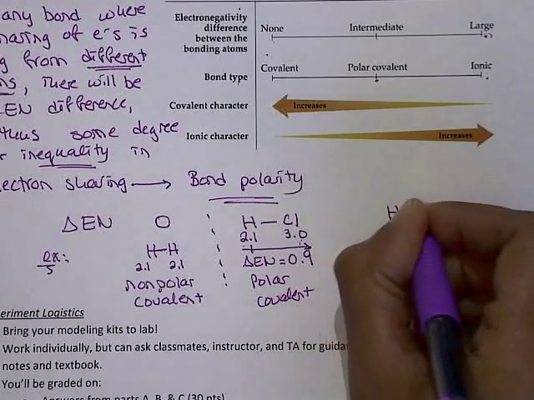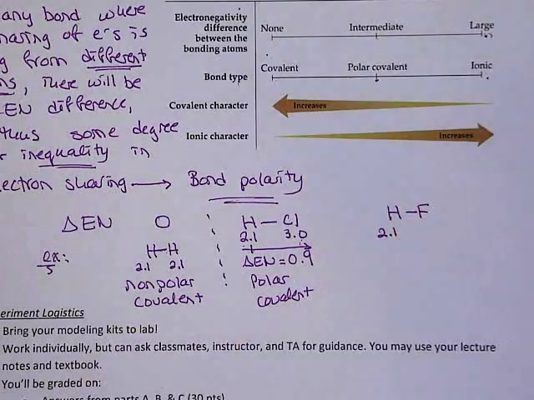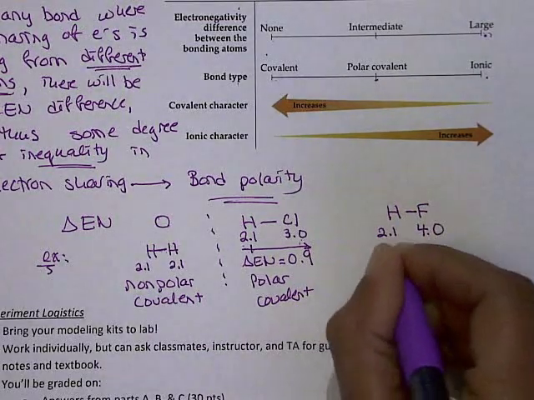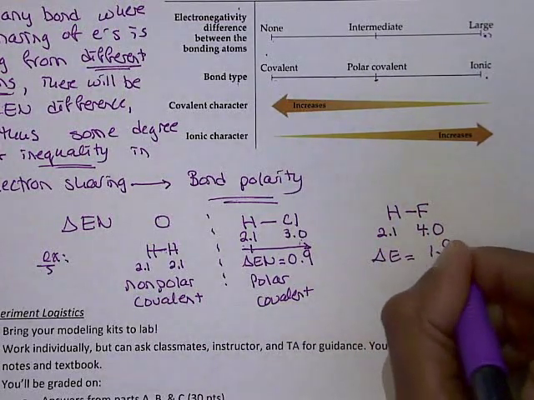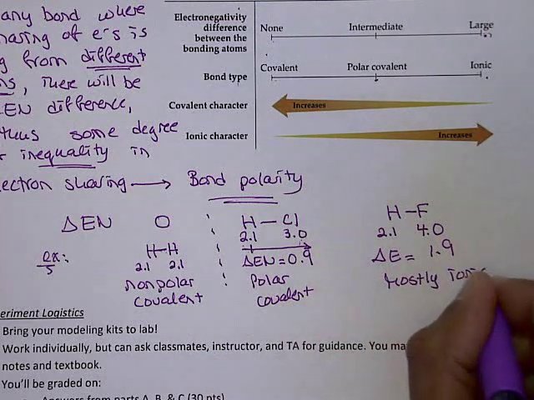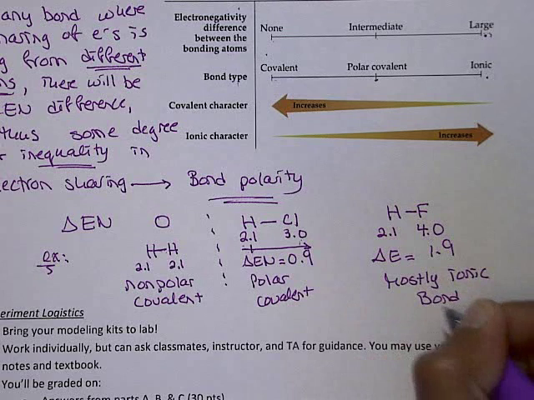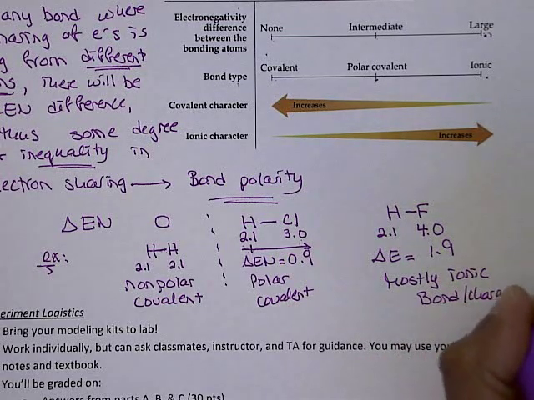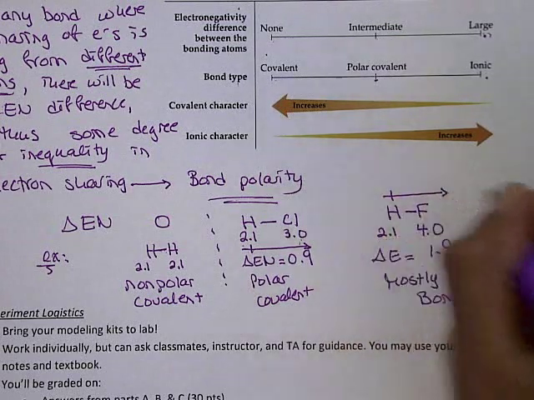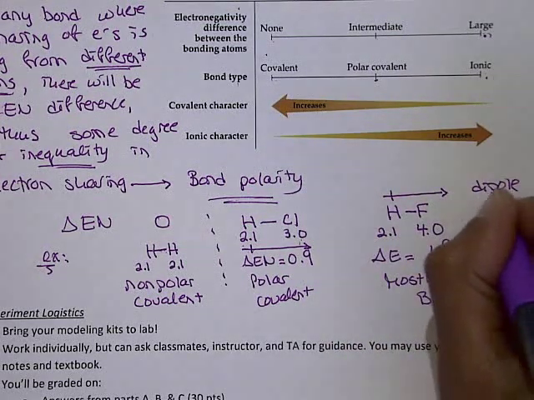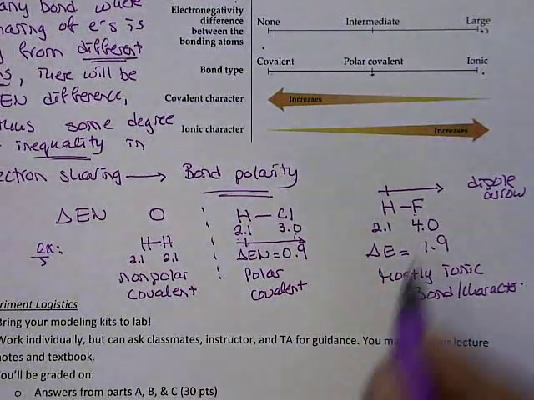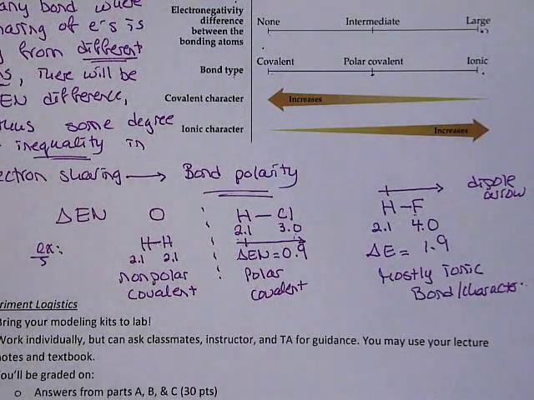And then finally, if you have hydrogen fluoride, electronegativity for hydrogen is 2.1, fluorine's the most electronegative atom. The electronegativity difference is 1.9. This is what we'll refer to as a mostly ionic bond or mostly ionic character. And we depict polarity using this arrow, and we call this arrow a dipole arrow. Again, we point it towards the atom that's more electronegative.